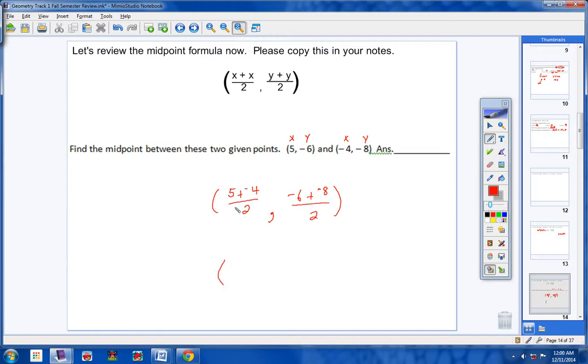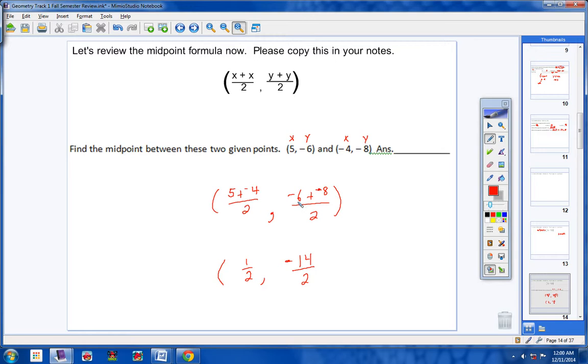Here we go. 5 plus a negative 4 is 1. Look at it like this. You have 5 positive dollars, and you owe $4, so you have $1 left. Over here we have negative 6, that means you owe $6, and then plus you owe $8 more, so it's a negative and a negative. You now owe $14. That's a good way to look at it. Okay, or just use your calculator.